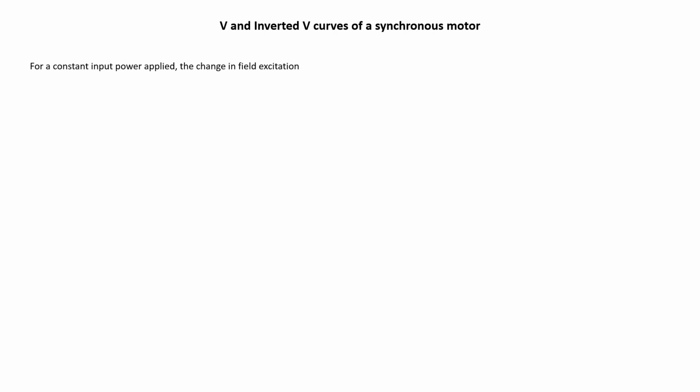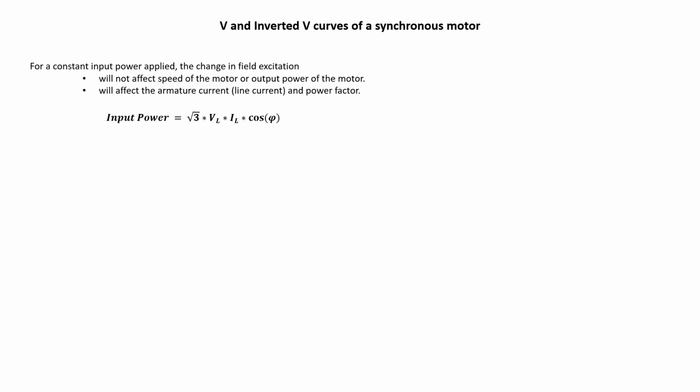For a constant input power applied, the change in field excitation will not affect the speed of the motor or output power of the motor. That is, if we vary the field current of the synchronous motor, the motor speed will not change, it will remain at a constant speed which is equal to synchronous speed, and the output power of the motor will also not change. But if we vary the field excitation, the armature current will change and power factor will change.